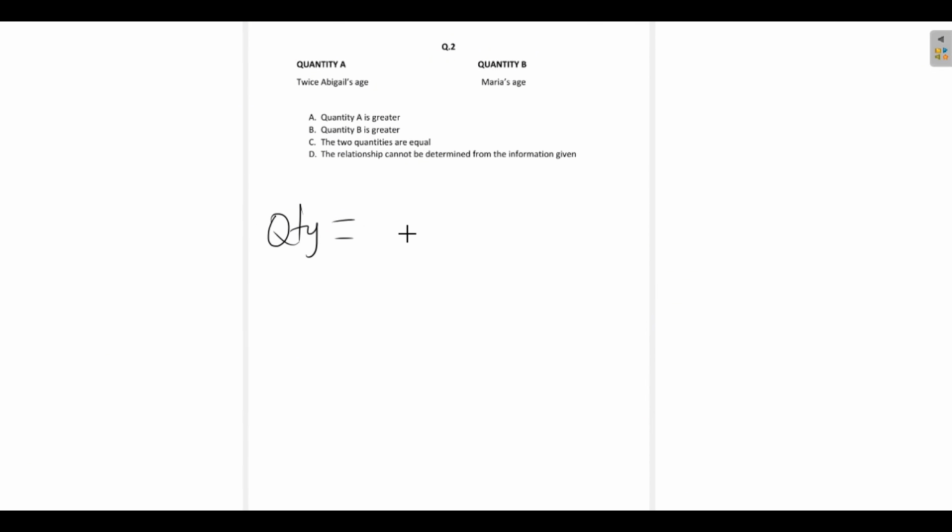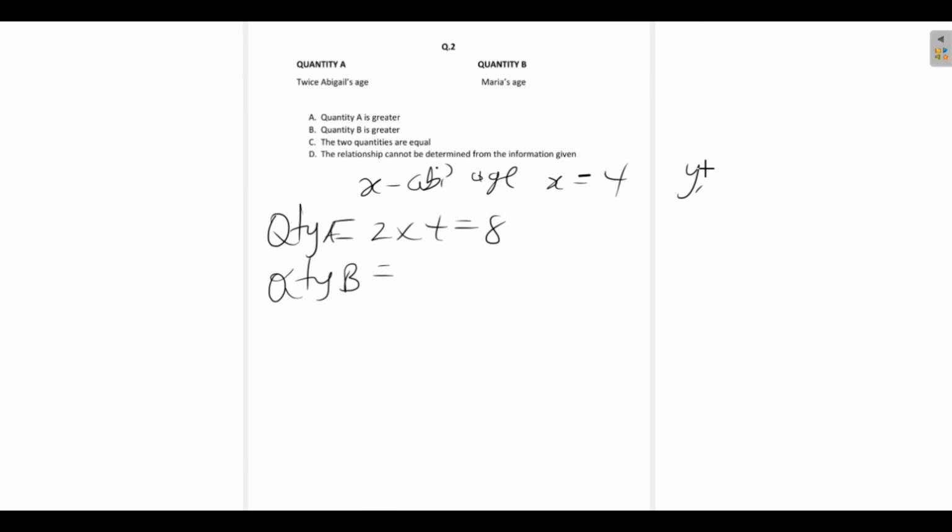Let's say X represents Abigail's age. Then we can let X be equal to 4. Then twice Abigail's age is 2 times 4, which is 8. That is for quantity A. Then quantity B says Maria's age. Suppose Maria's age is represented by y, and let's say y is equal to 10. Now when we compare these two quantities, we can see that quantity B is greater.